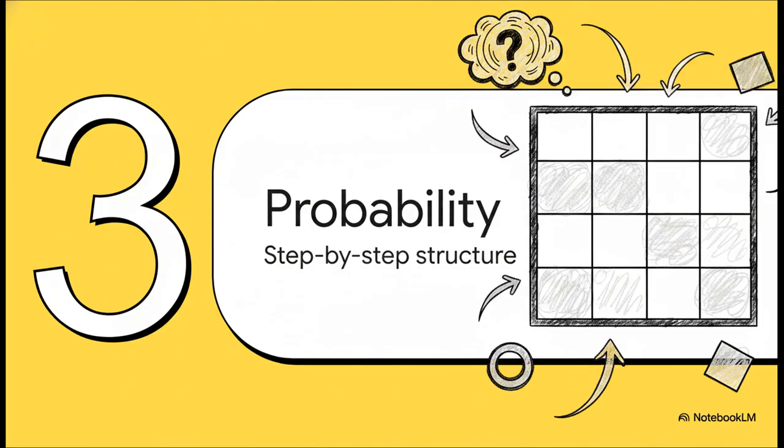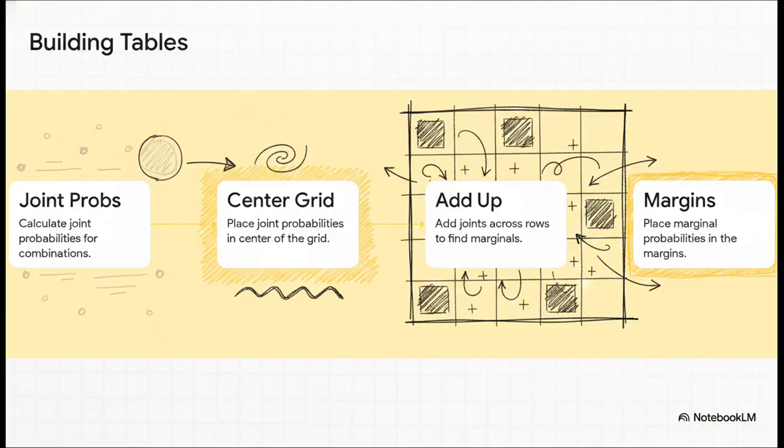Section 3. Step-by-step probability tables. Now, let's look at how this builds into the essential probability tables you absolutely need to master for your exam. Keeping your data perfectly organized is the secret here. Step 1, calculate joint probabilities for all those combinations. Step 2, place those joint probabilities right in the center grid of your table. Step 3, just add those joint probabilities across the rows and columns. And Step 4, place the resulting marginal probabilities in the margins.